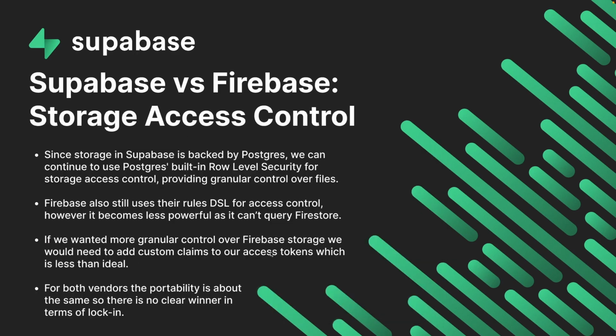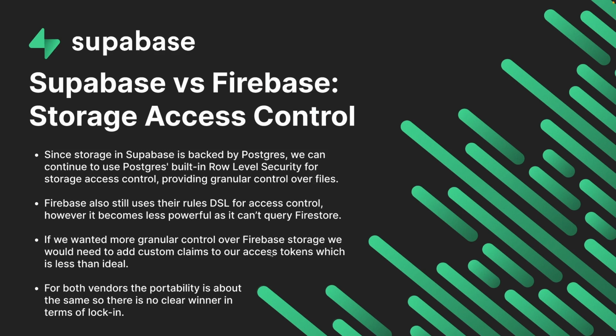So for storage access control, Supabase still uses row-level security, and it's pretty awesome because we can have really granular control over our files, while Firebase still uses rules, but it isn't as powerful as the Firestore rules, as it can't do as much with the database. If we wanted more granular control, we could add custom claims to our access tokens in Firebase, but that is less than ideal, because then your JWTs will suddenly start getting larger and larger as you need more rules.